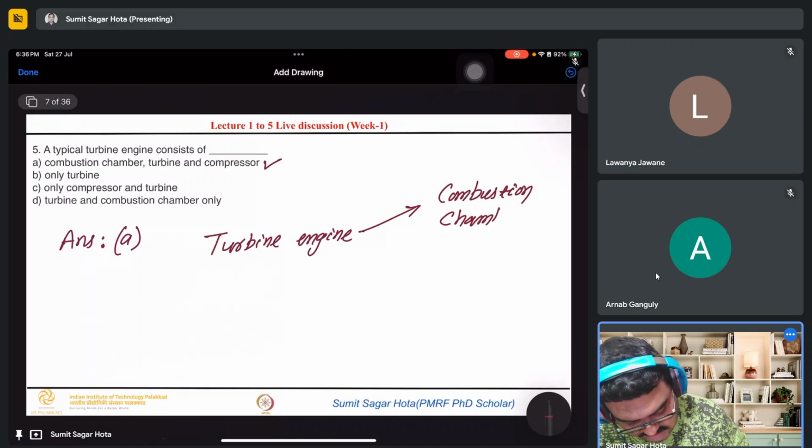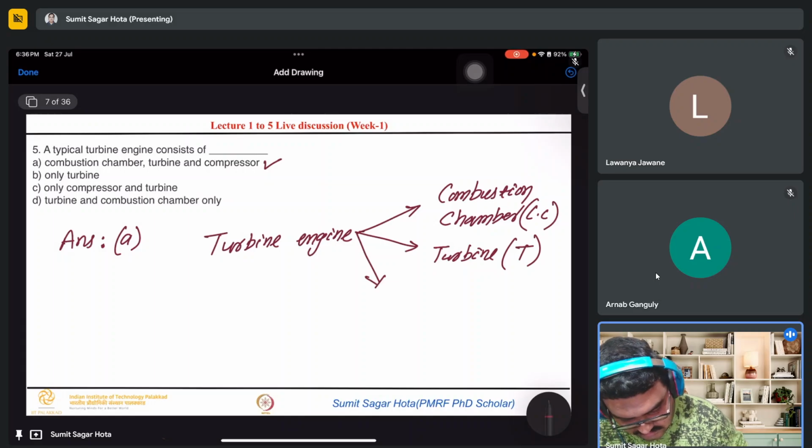Combustion chamber, mostly represented by CC, then turbine, T, and compressor, C.